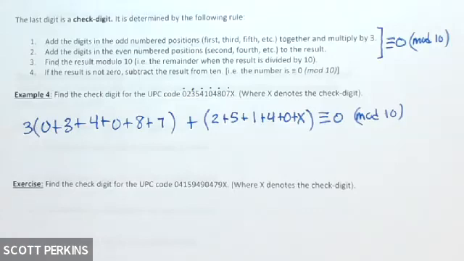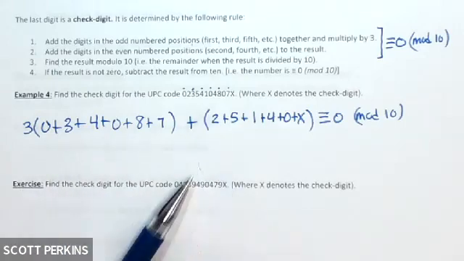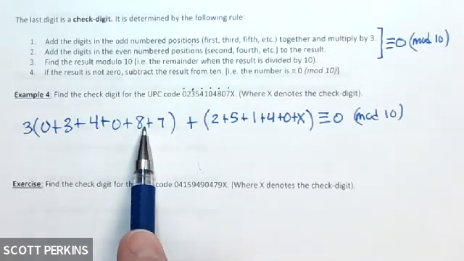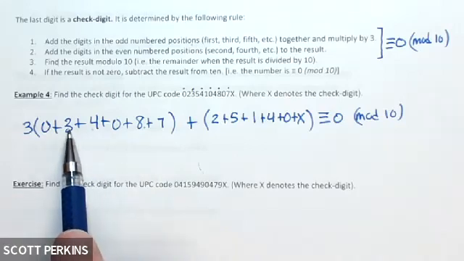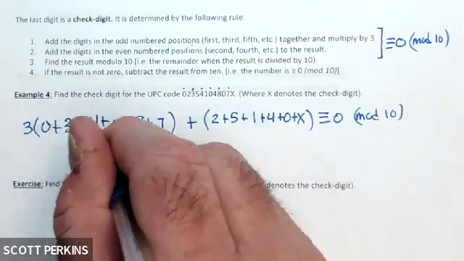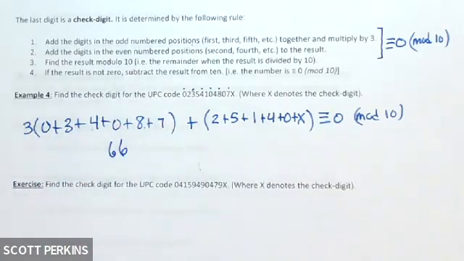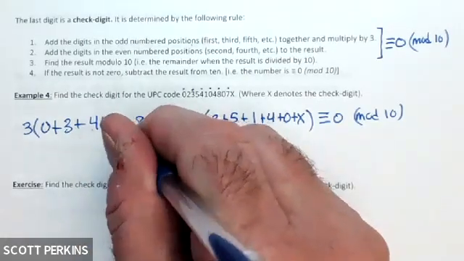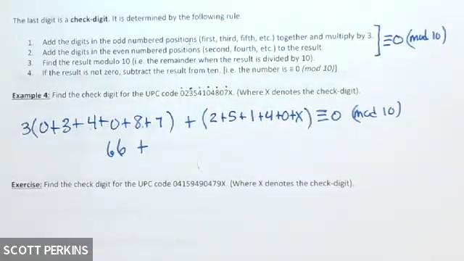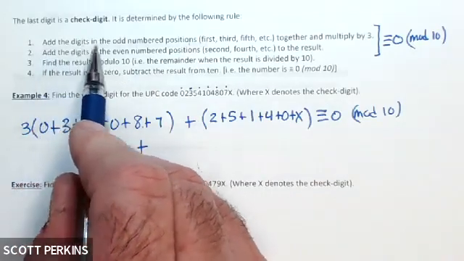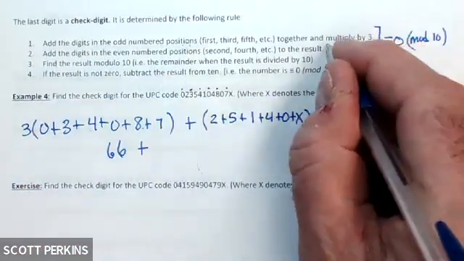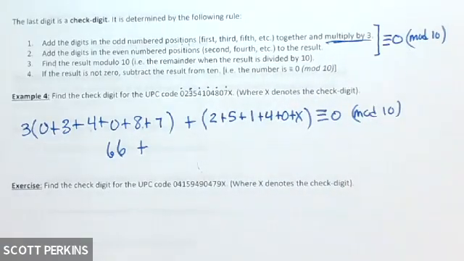Now this is just calculator stuff. I'm going to do the first bit here. 7 plus 8 is 15, plus 4 is 19, plus 3 is 22, and 22 times 3 is 66. Everybody with me on where I got that from? If you don't see where any of these numbers are coming from, let me know. Yes, the times 3 is the rule, step 1 of the rules. You add the digits in the odd positions, and then you multiply by 3. That's given to us. Great question.